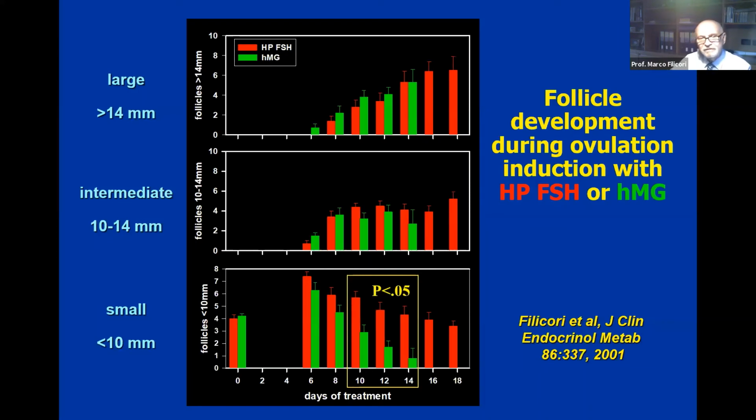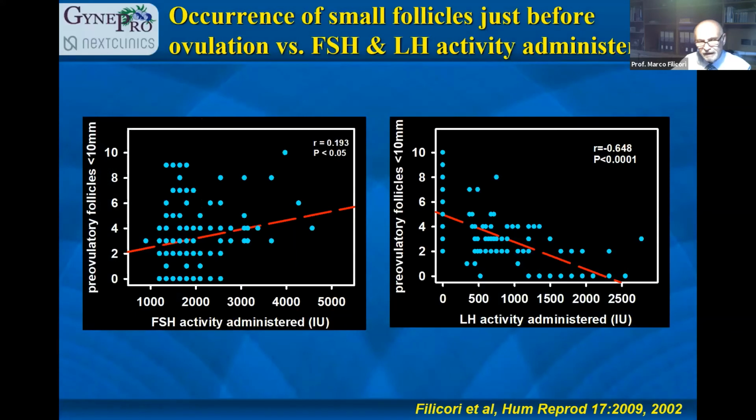Now, this is a bit less useful, but still a very interesting concept to keep in mind. And again, this is a study from 2002 where we showed that the more FSH you give to patients, the more small preovulatory follicles below 10 millimeters you end up with. But on the other hand, the more LH activity you give, the fewer small follicles you end up with. So everything really fits very nicely in this picture.